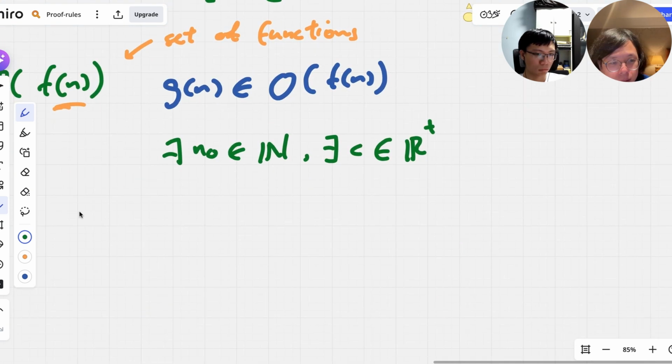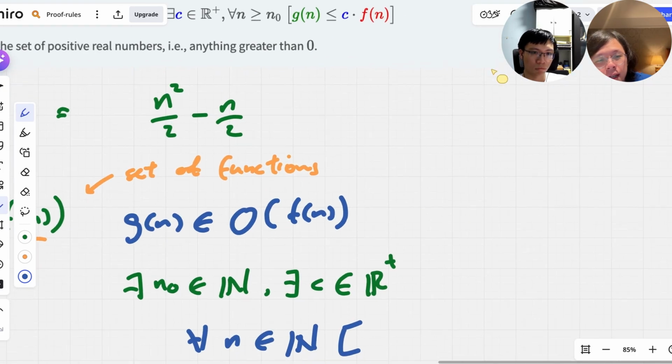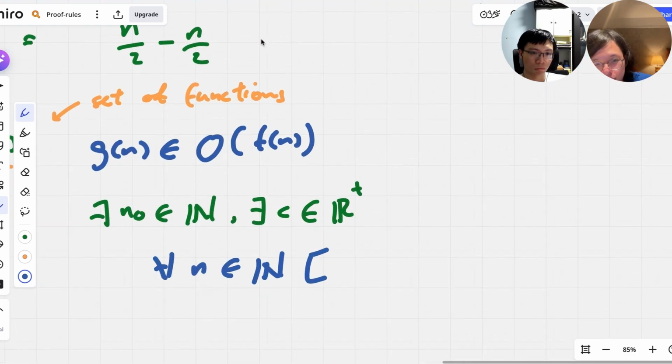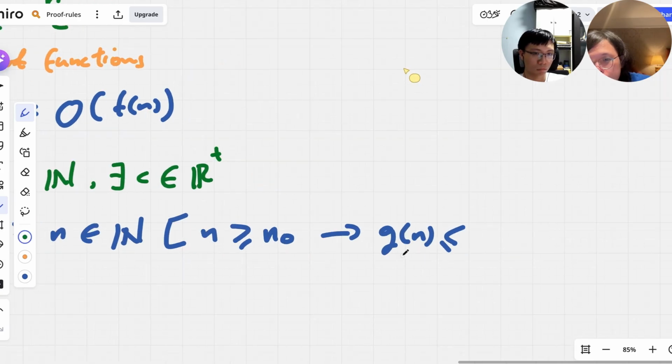But then we say for all n in N such that, I know I wrote this here, but I'm going to show you a different way of writing this. I'm going to say that n greater than or equal to n0 implies that g(n) is smaller than or equal to c times f(n).